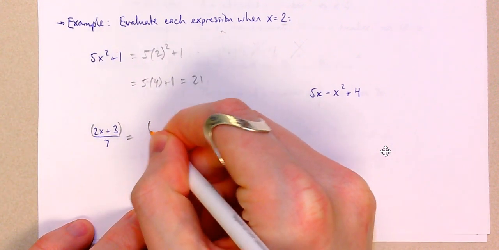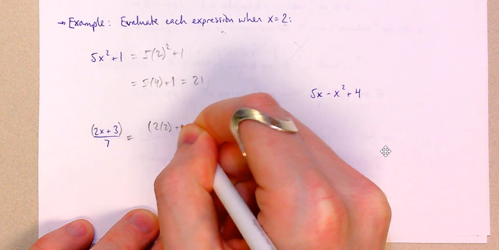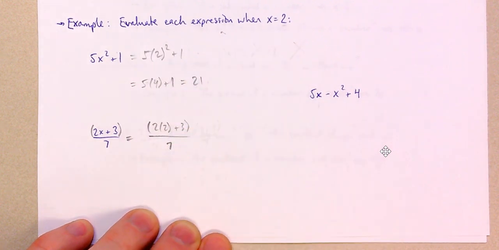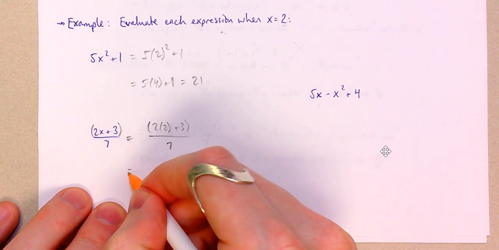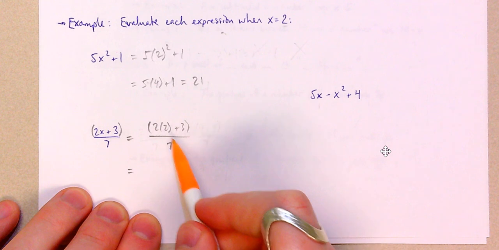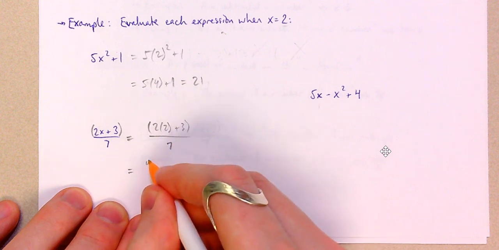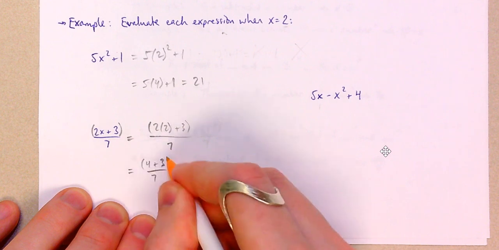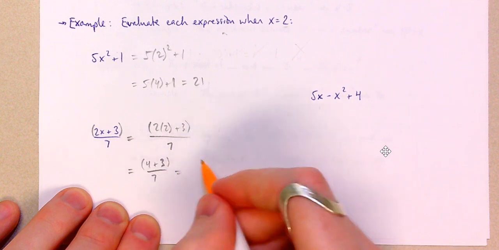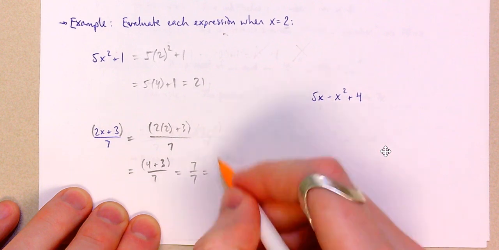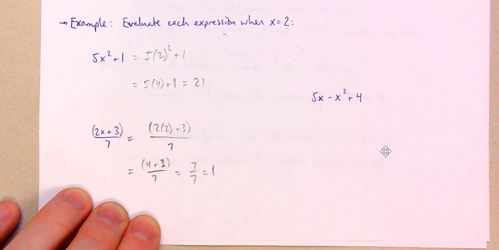So I have 2 times 2 plus 3, and that is all being divided by 7. Using the order of operations, everything in here has to be done first. So 2 times 2 is 4, plus the 3, divided by 7. 4 plus 3, as we all know, is 7. And 7 divided by 7 gives us 1.